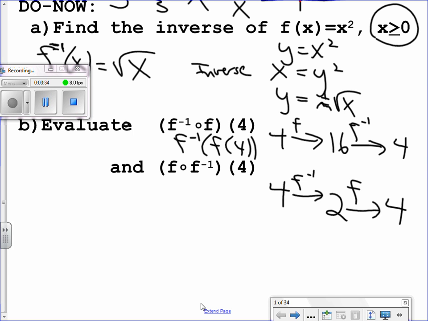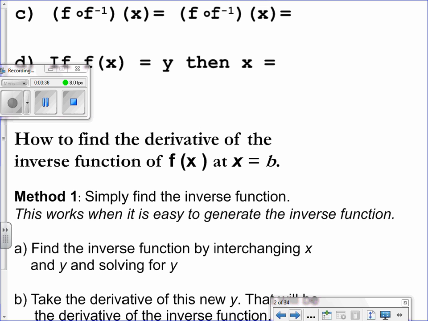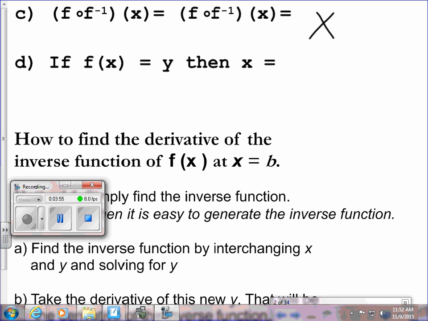So, if we look at our next little example, in C, they ask us for the composition of a function and its inverse at x. Either order, what do you know you're going to get out? X. Now, this can be really, really helpful. Because suppose you have, as we have in D, f of x equals y, and we want to solve for x. I don't want that function there. I want to have just x. What can we do to both sides to get rid of a function? Take the inverse.